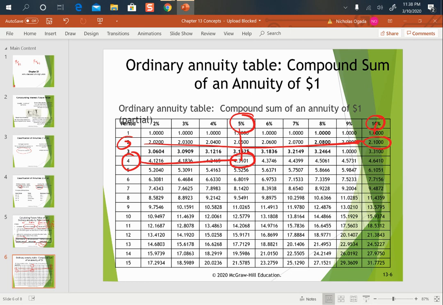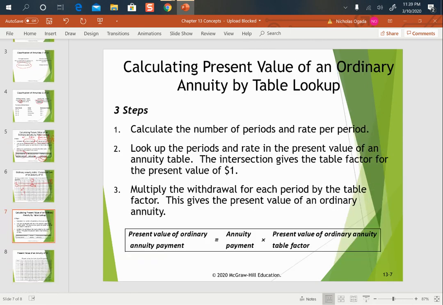So that's why I was saying the key idea is to make sure that you're using the correct number of periods and the correct rate per period. You need to identify that first before we can walk through it. Then once you find the table factor, just multiply this with the payment, that's the annuity payments, and that will give you the present value of that particular annuity or ordinary annuity.